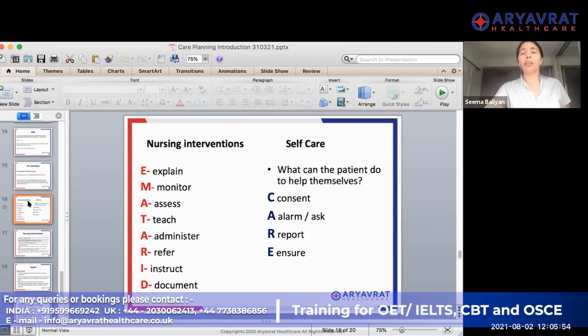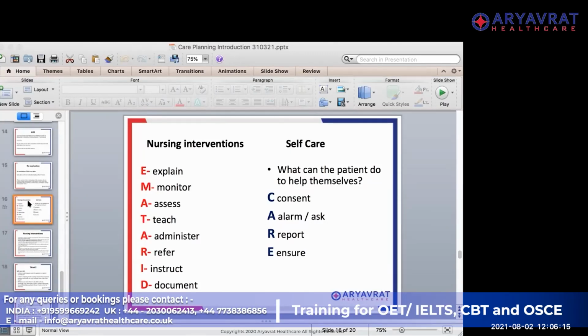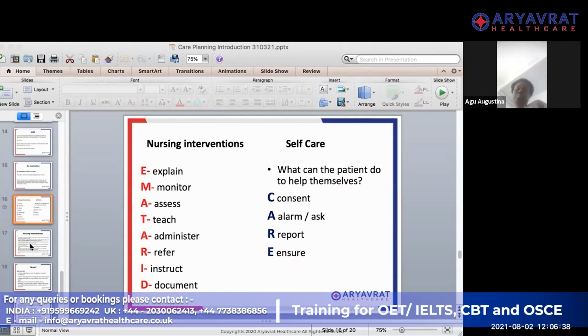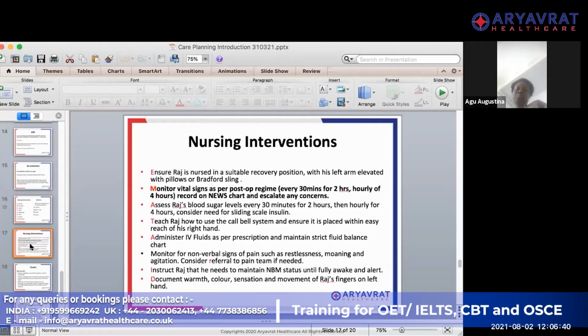And then D is for documenting: you are going to make sure that you document all the findings in the patient's notes and update his notes. Have you understood that? Do you think that you can write a care plan using all these things? Is there anything in this which is confusing or which is not clear? Okay, so let's move on to the next slide.